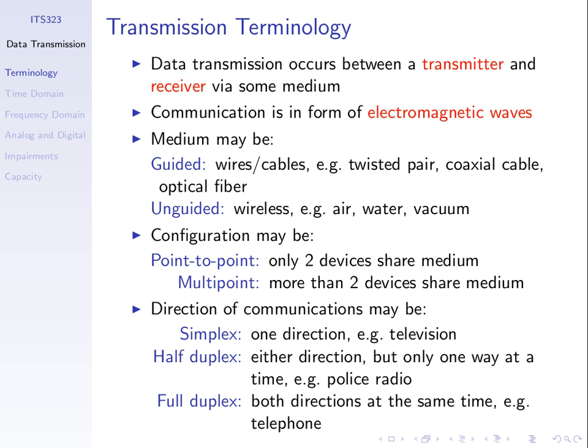And then full duplex. If we can use the medium to transmit in both directions at the same time, then that's considered full duplex. A is transmitting to B, and at the same time B can be transmitting separate data back to A. If that's possible, it's a full duplex medium.